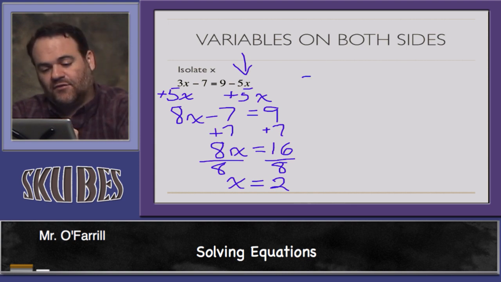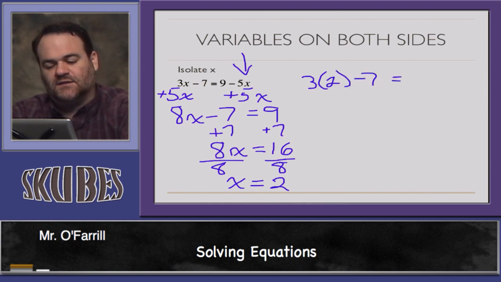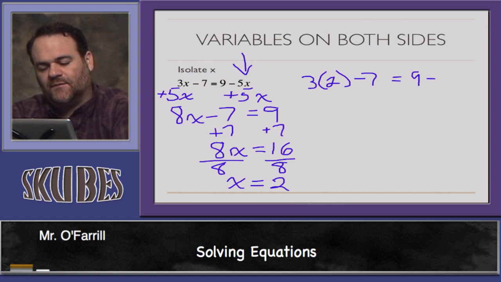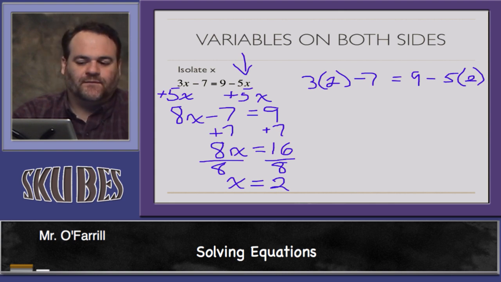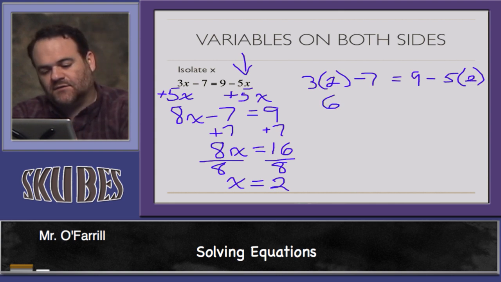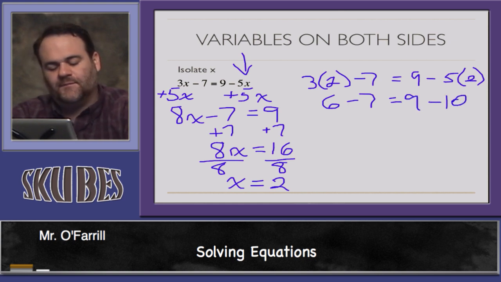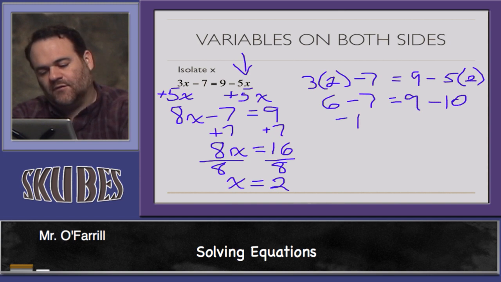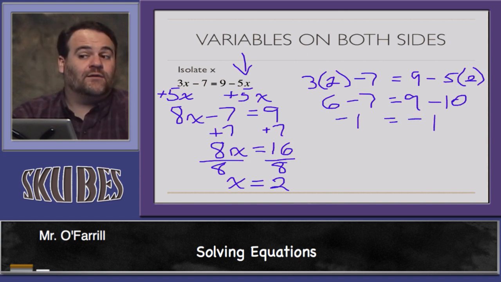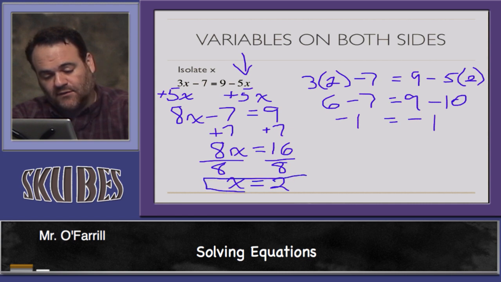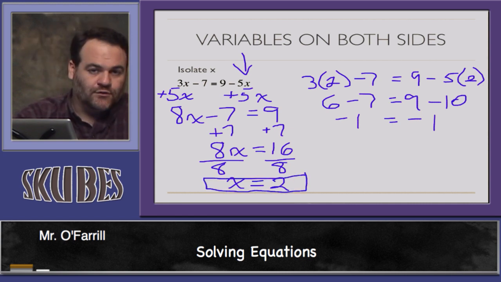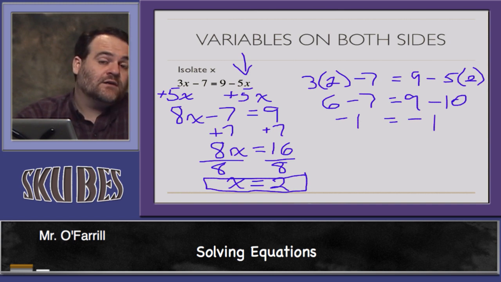Let's check it. We're saying that 3 times 2 minus 7 is the same as 9 minus 5 times 2. So here we have 6 minus 7 equals 9 minus 10. And both of those make negative 1. We did it absolutely correctly. So x does equal 2 in this case. And those are 3 special techniques that you can use when solving equations.